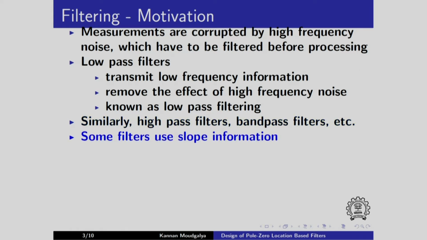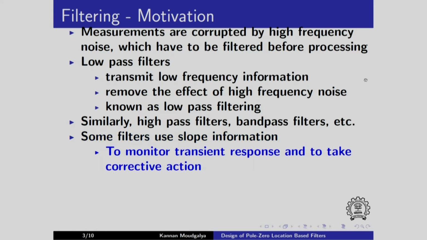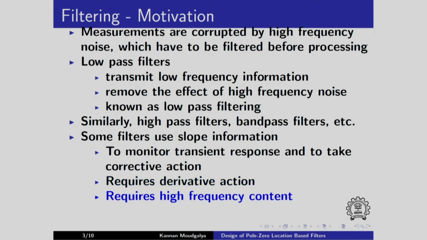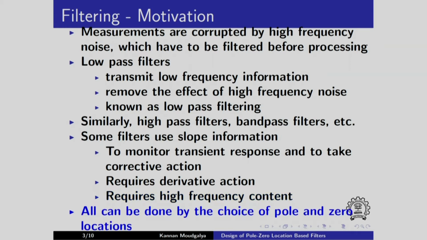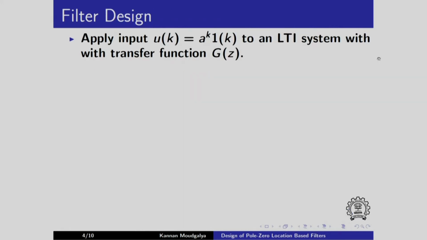Some filters use slope information as well. To monitor transient response and to take corrective action, we require derivative action, and one can show that this requires high frequency content. All of these can be done by the choice of pole and zero locations. We will now explain how to design a filter using pole zero location.